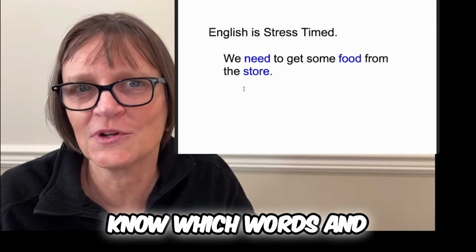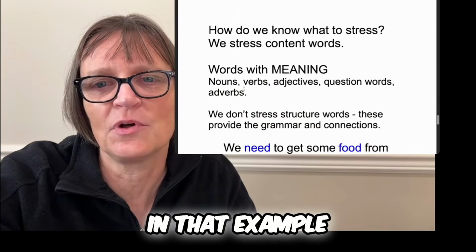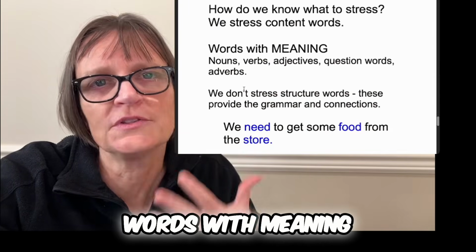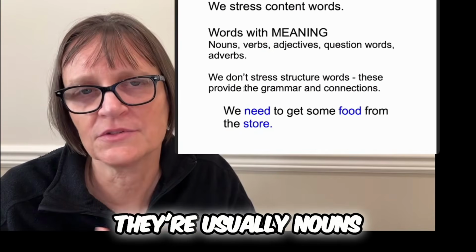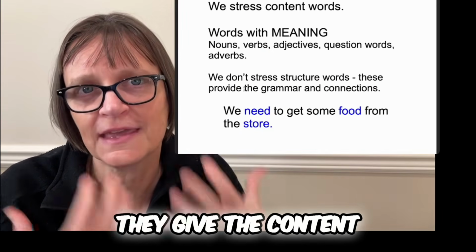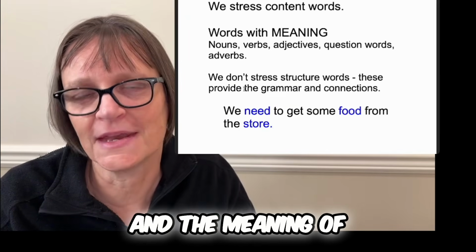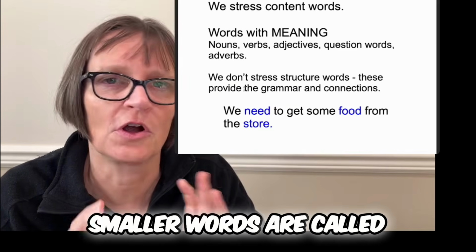But how do we know which words and which syllables get the stress? In that example, we can tell it's words with meaning. So these are called content words. They're usually nouns, adjectives, adverbs. The words that have meaning give the content of your sentence, whereas the other smaller words are called structure words.